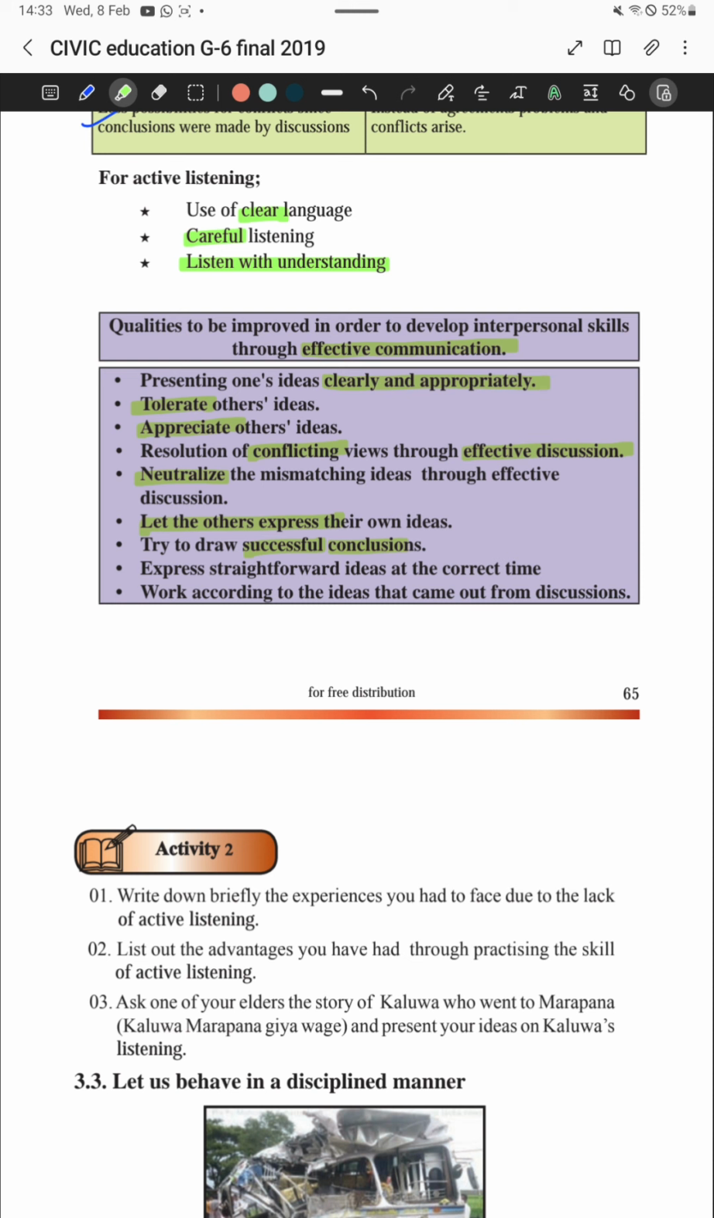Express straightforward ideas at the correct time, right? If there's an idea to be expressed, please talk on time. Please don't talk about other things after the discussion, right?